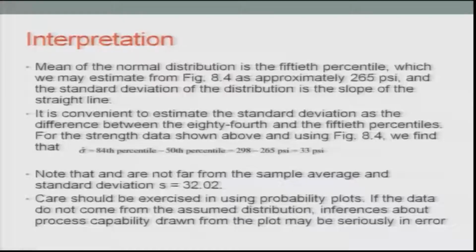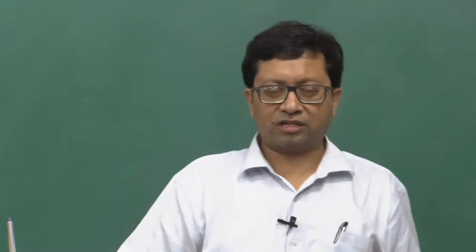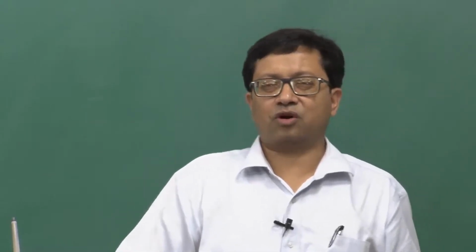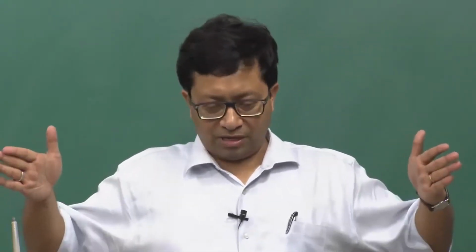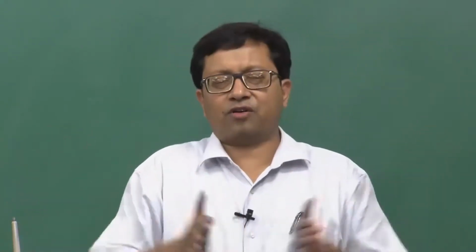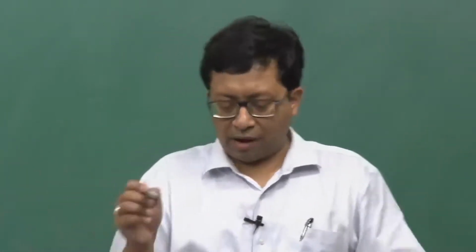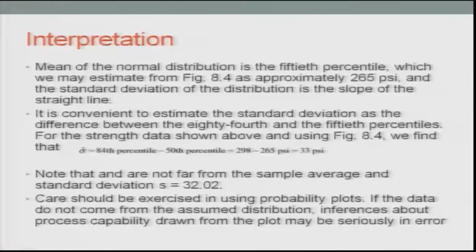And the standard deviation of the distribution is the slope of the straight line. Okay. Technically it means that when you have more observations or fewer and fewer observations, the distribution would be either very shrunk or very large. So, I am going to mention this very simply.